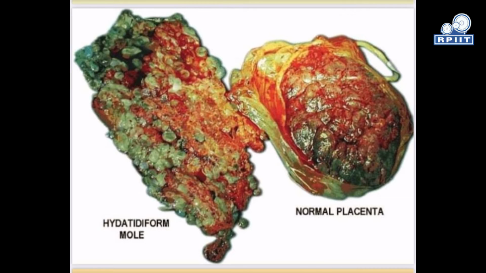In the next diagram, there are two placentas. The first placenta indicates a hydatidiform mole and the second indicates a normal placenta. We can see that in the hydatidiform mole, the placenta has bunches, greenish in color, that look like grapes.